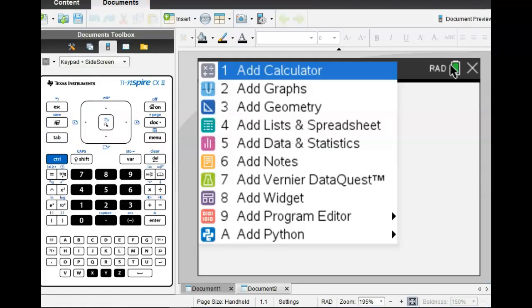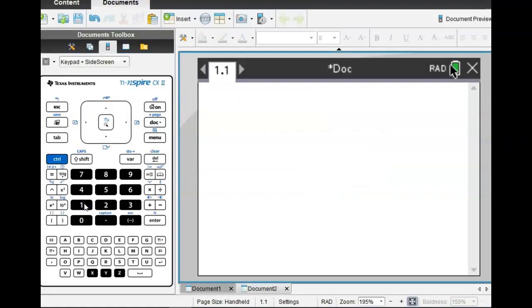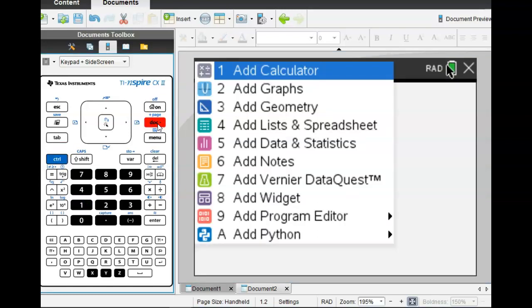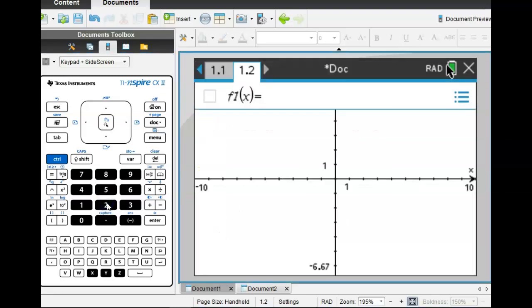And so if you just started this, we're going to add a calculator. And then I want to add another page, so control doc, add a graph, which is 2. And then we're going to type them in here. Right? And we labeled which one is f. Like, don't just put them in there. Make sure you know which is which.